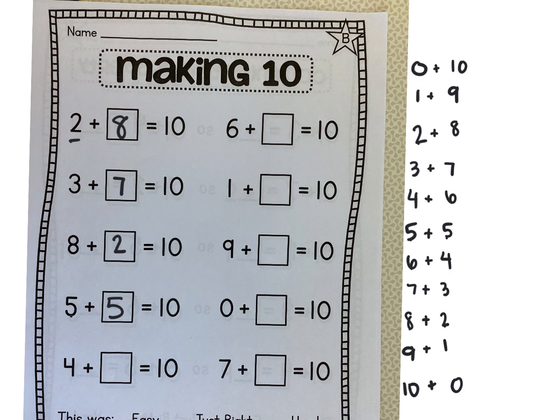What is 4's 10 friend? 4's 10 friend is 6. Now the next one has 6. What did we just learn? 6 and 4 are 10 friends. What about 1? What is 1's 10 friend? 1's 10 friend is 9.